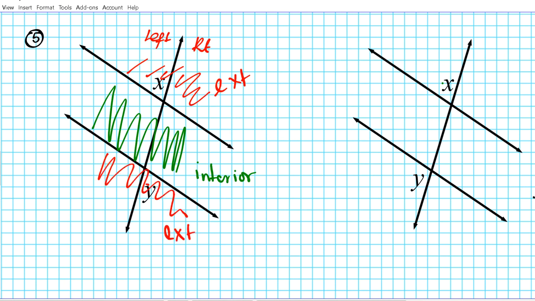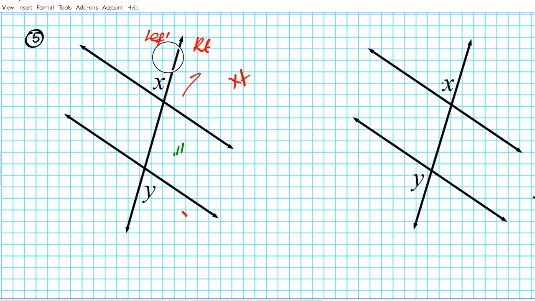So what do you notice about angle Y and angle X? Not only are they on alternate or opposite sides, they are also on the exterior. If you put those two words together, that tells us what we're looking for here. Angles X and Y are alternate exterior angles. Alternate exterior.